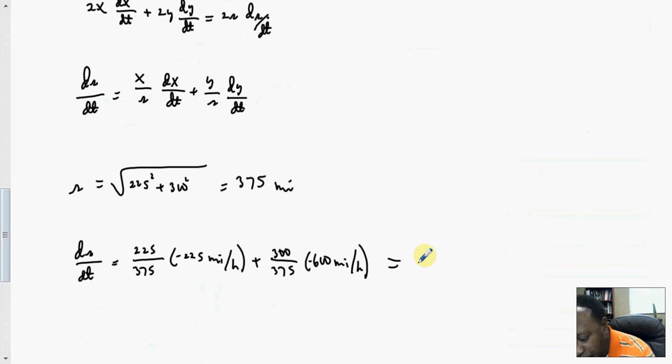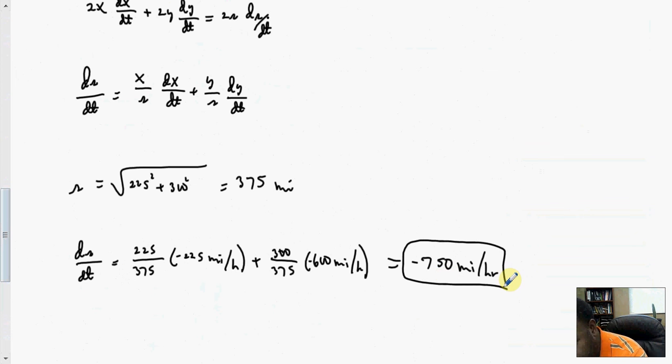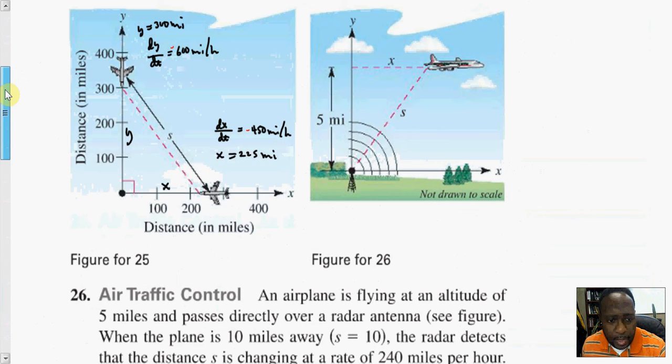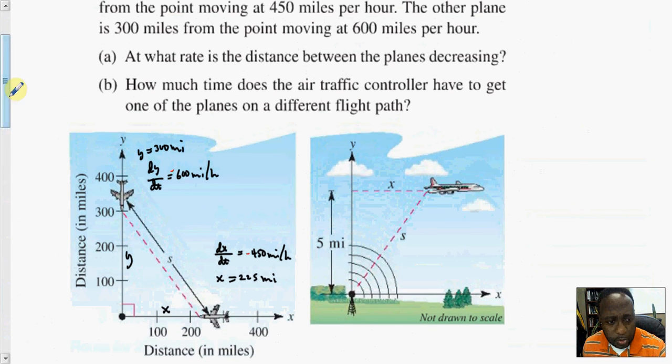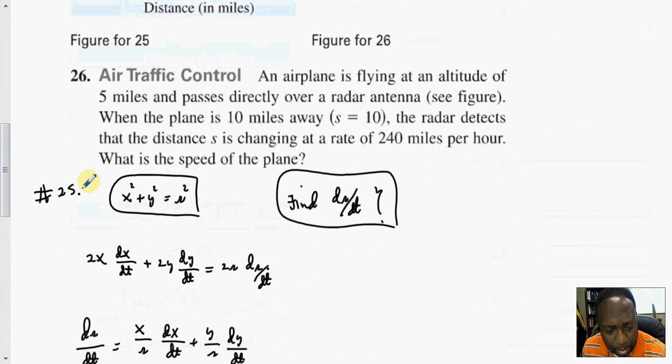Negative 750 miles per hour. Why is it negative again? It's decreasing, right? That distance is diminishing. Then, this was part A, by the way.